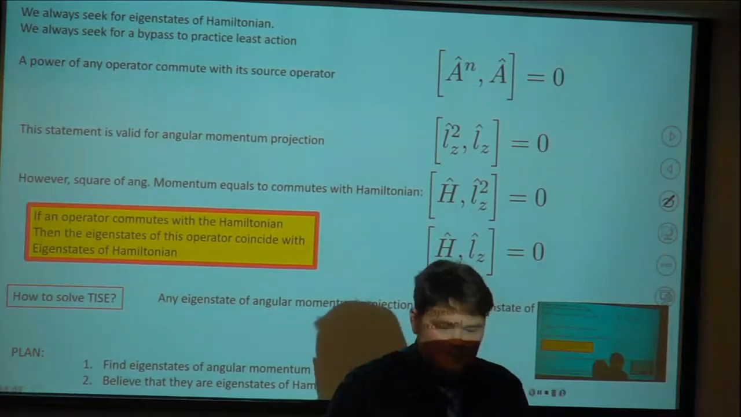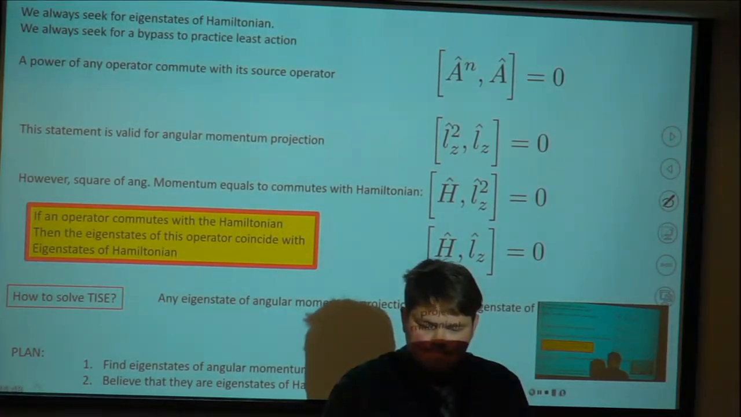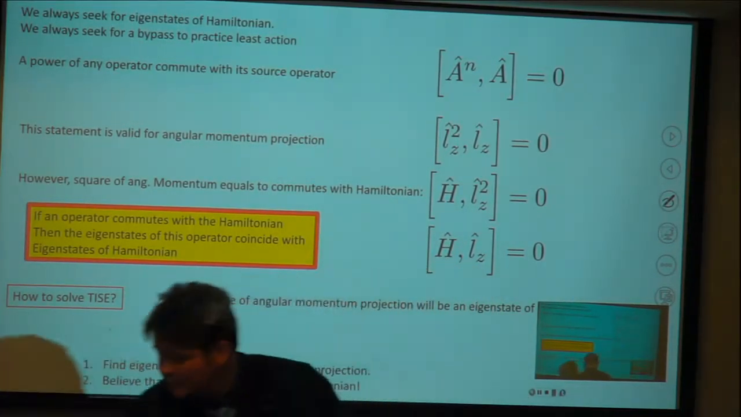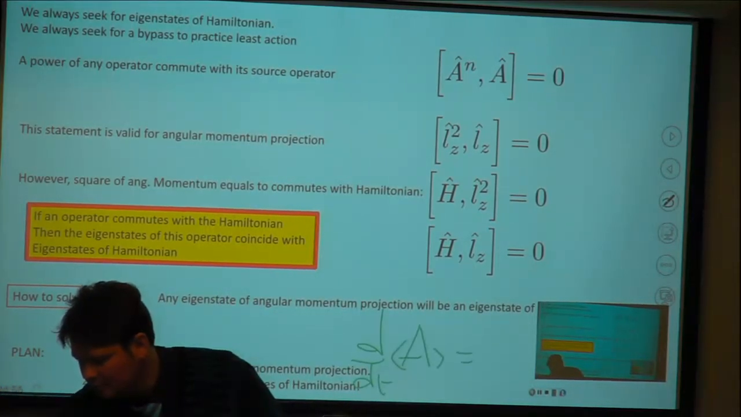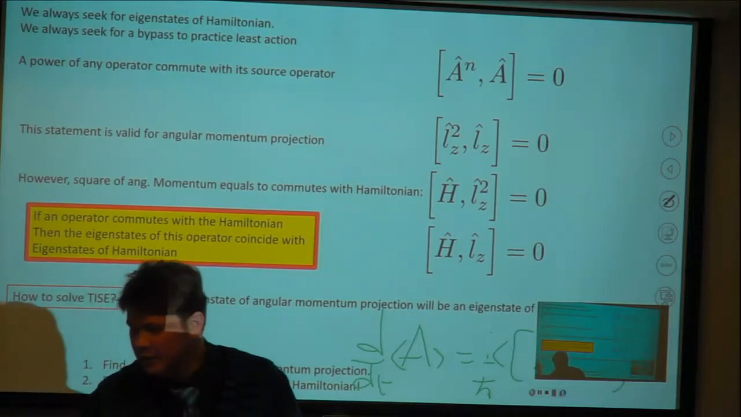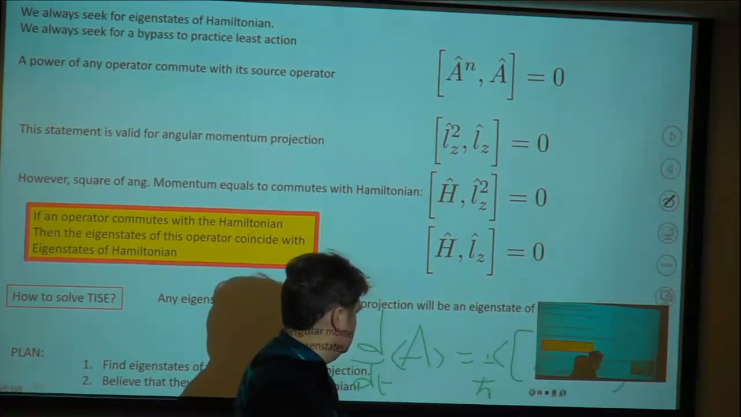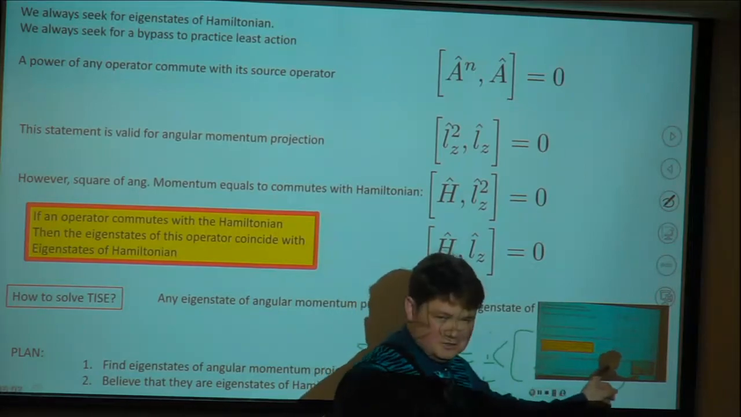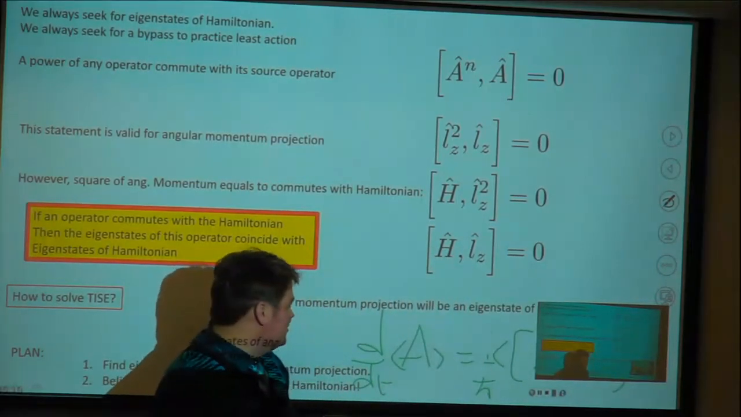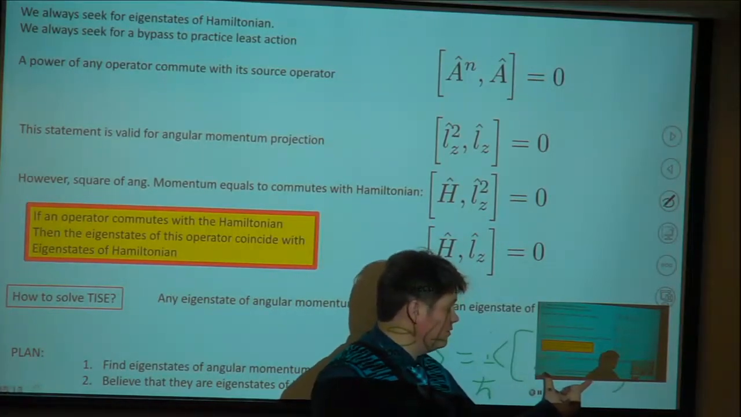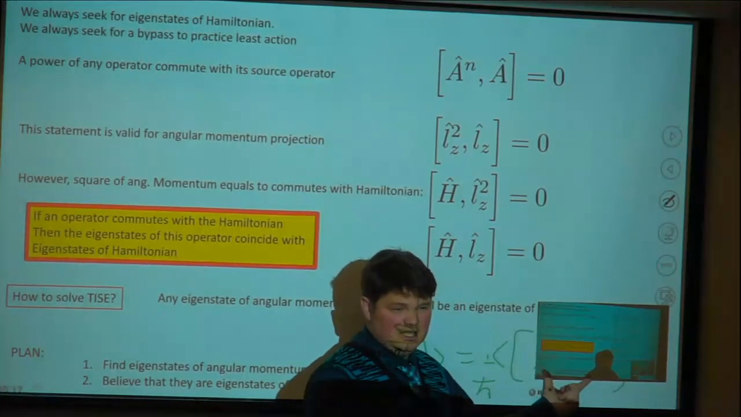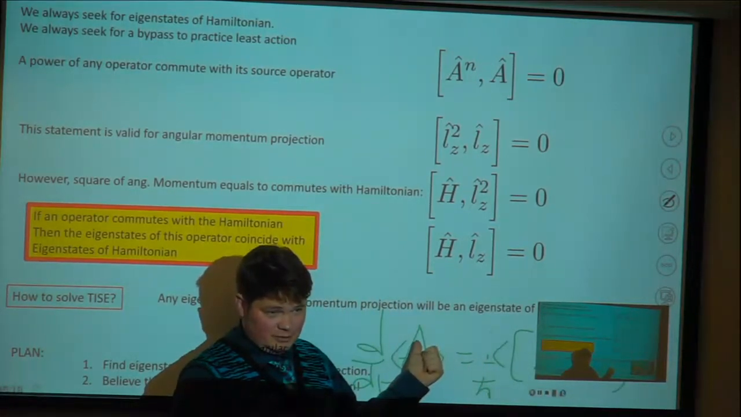Well, the Heisenberg equation of motion is d/dt of an observable equals its commutator with the Hamiltonian, [A, H]. If the operator of an observable commutes with the Hamiltonian, if the commutator is 0, then the observable doesn't change in time.